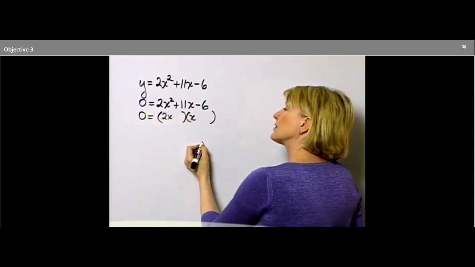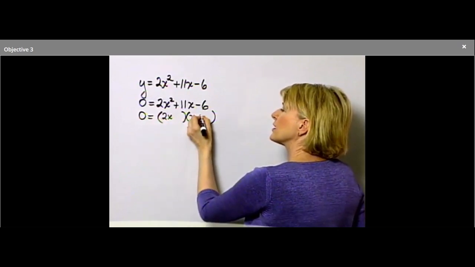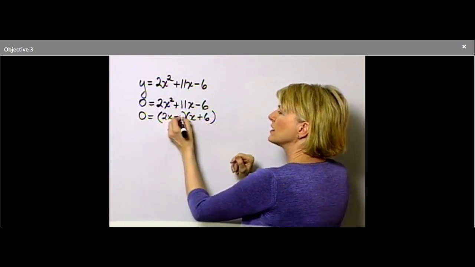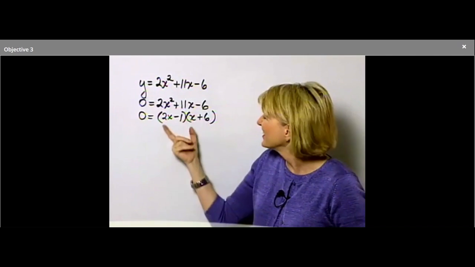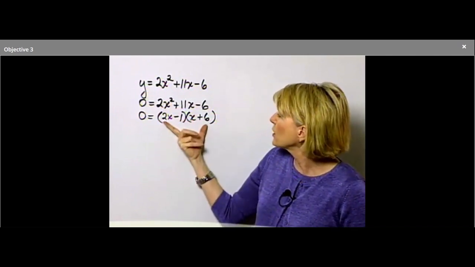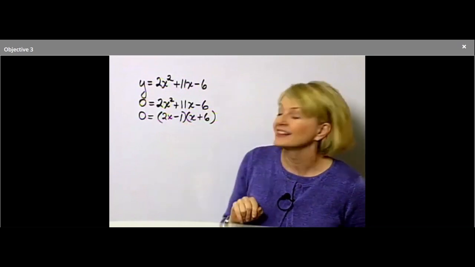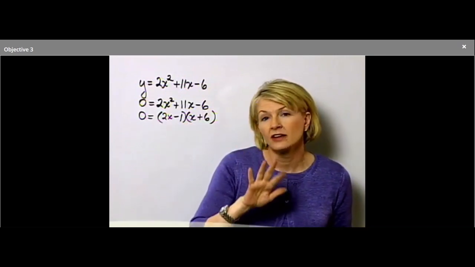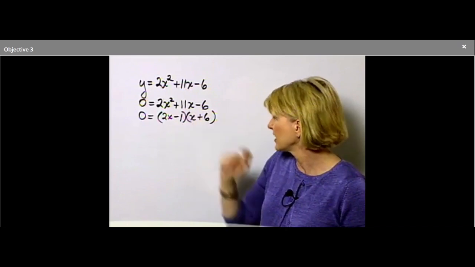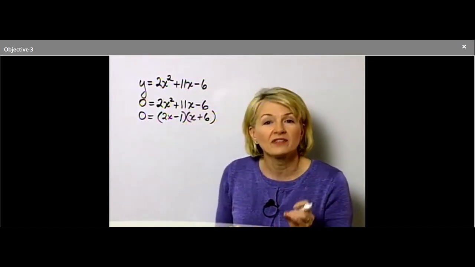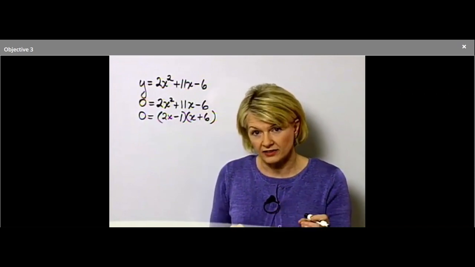2x and x, and I'll try plus 6 because I know that will give me a 12, and minus 1. Let's check. 2x times x is 2x squared. The outer product is 12x. Inner product, negative 1x. 12x minus 1x is 11x. And then last times last is minus 6. How do I finish solving for x?